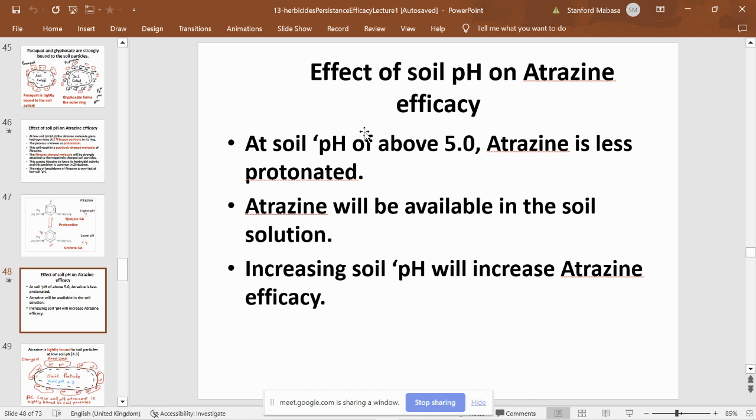Now, the effect of soil pH on atrazine efficacy: at a high pH of above 5, atrazine is less protonated and it is active to kill weeds. So atrazine will be available in the soil. It is not adsorbed to the soil particles, so it means it is present in the solution in a sufficient quantity to kill the weeds. So increasing soil pH will actually improve atrazine efficacy. We can increase soil pH by liming when you are correcting the soil pH, although this will also make nutrients available to the crops. It will also improve atrazine activity on weeds.